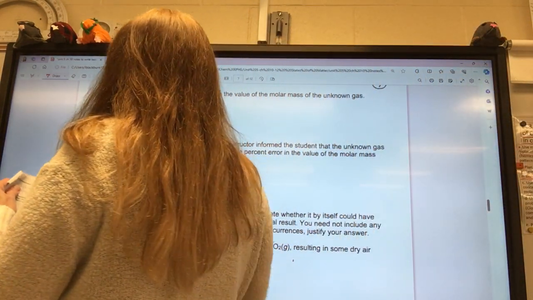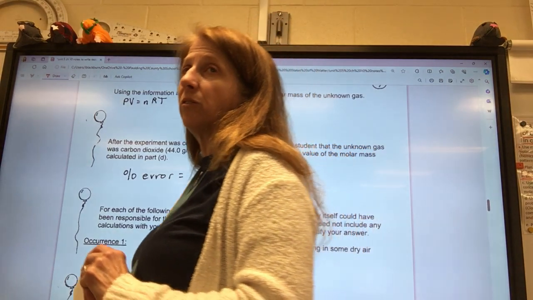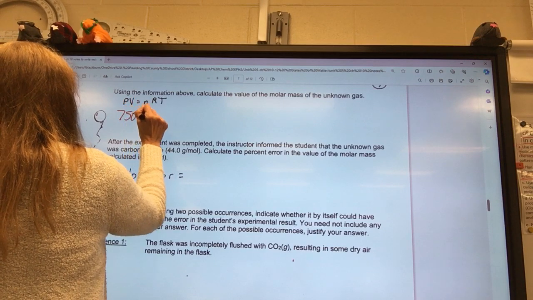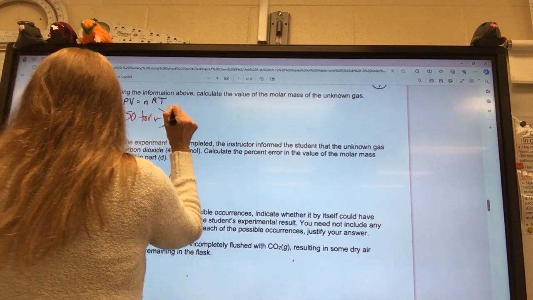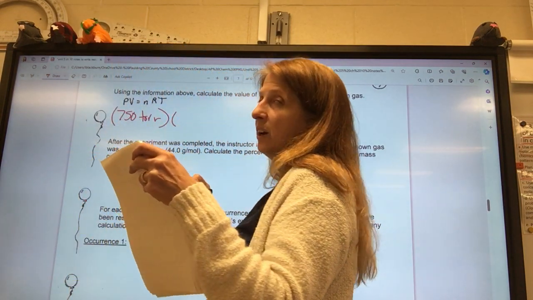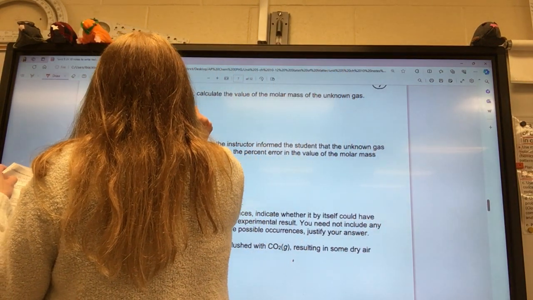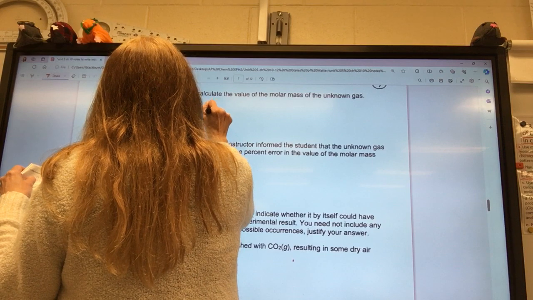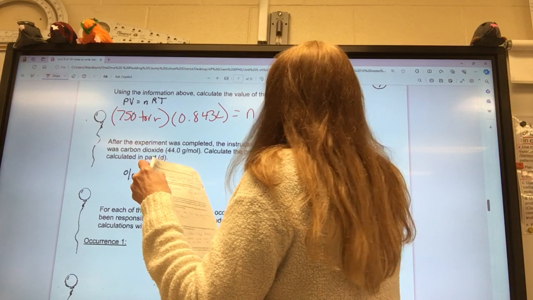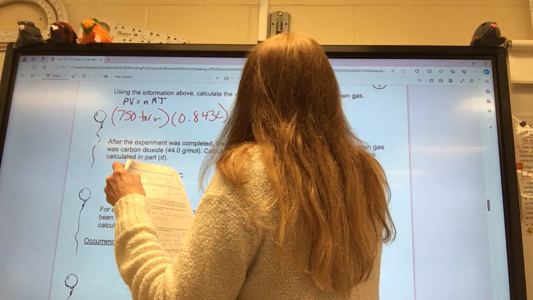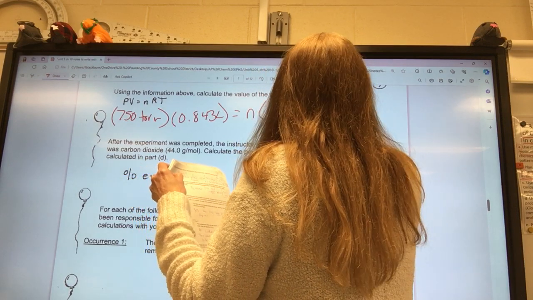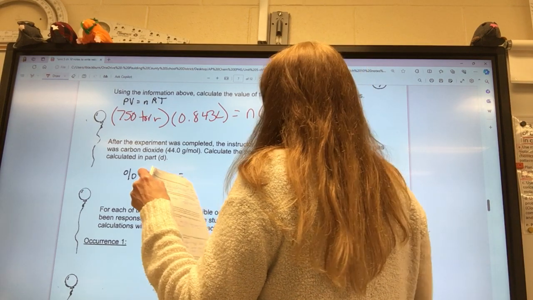Okay, so we're going to use PV equals nRT. We know the pressure, they told us. Look back up and you can see it was 750 torr. The volume we got from our flask, but we need our flask in liters, not milliliters. So it's 0.843 liters. Our n is what we don't know. Because we have torr, we're going to use 62.36 for our R. And our temperature is 296 Kelvin. We figured that out in the very beginning.